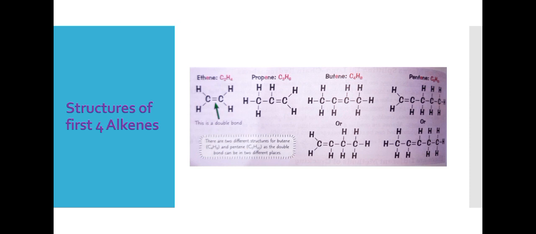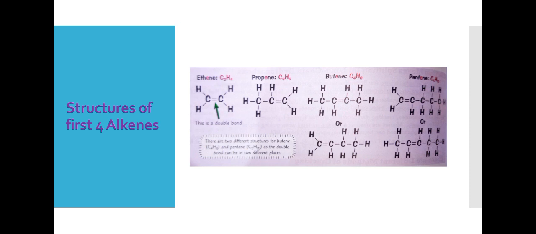Look at the structure of butene. Here we have two butene structures. In the first, we have the double bond between the second and third carbon, so it would be known as 2-butene. In the next structure, we have a double bond between the first and second carbon, and these are the four carbons, so we say 1-butene.